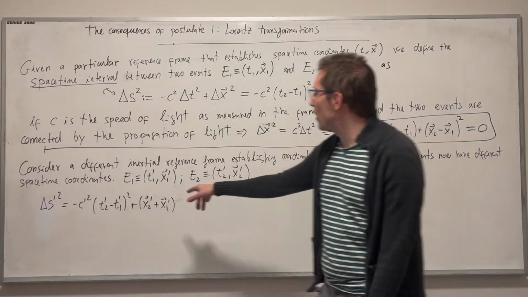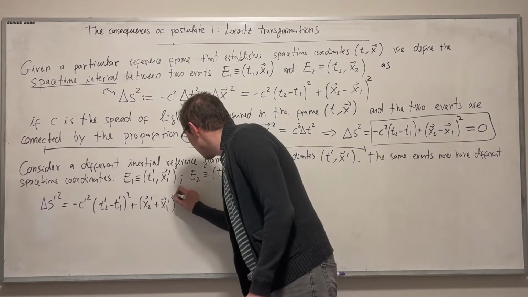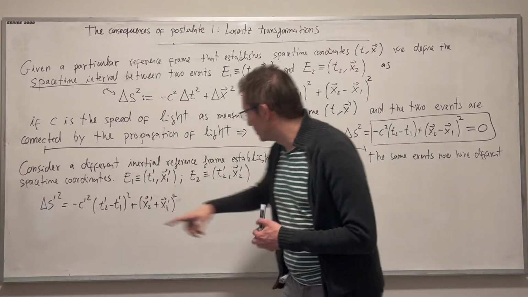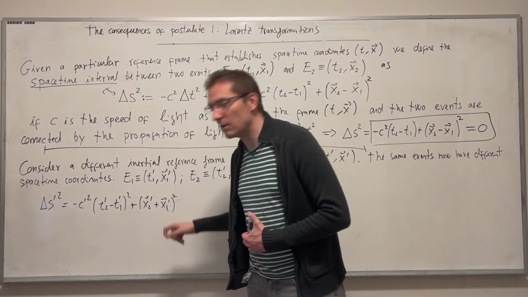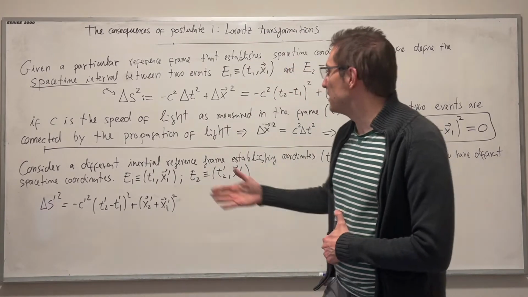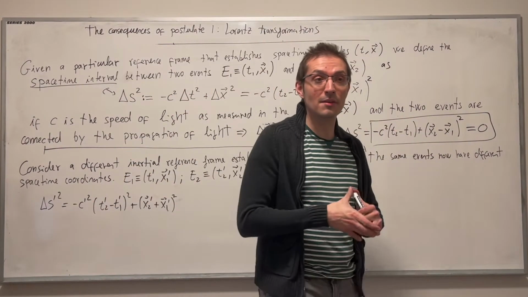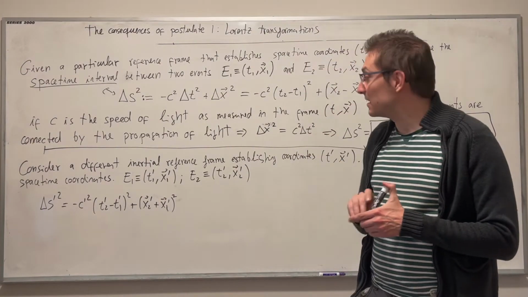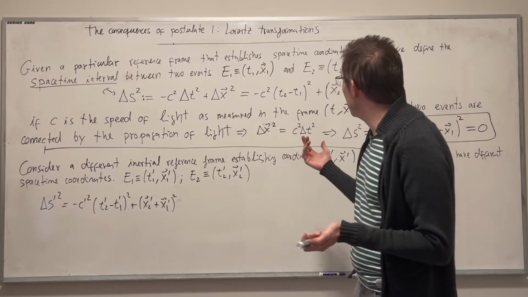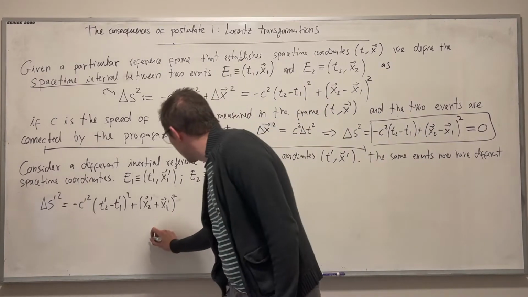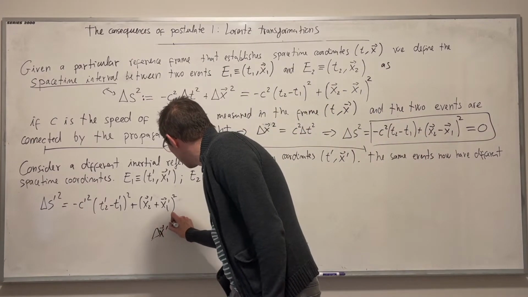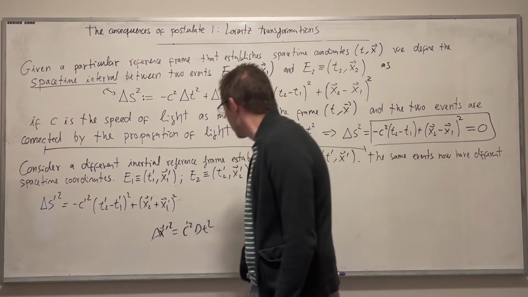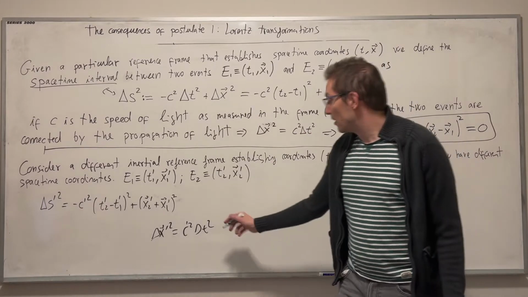Now, while all these quantities, with a square, of course, are different, t2 prime, t1 prime, x2 prime, x1 prime from the previous one, and even if the speed of light changes in that frame, that's why I call it c prime square, what is true is that the two events are connected by light. So in that frame, it would also be true that delta x prime square equals c prime square delta t prime square.